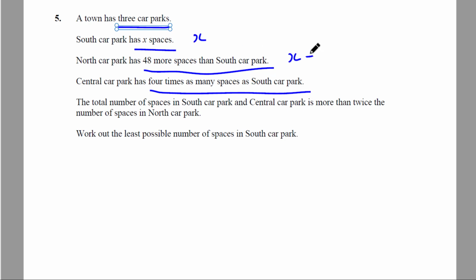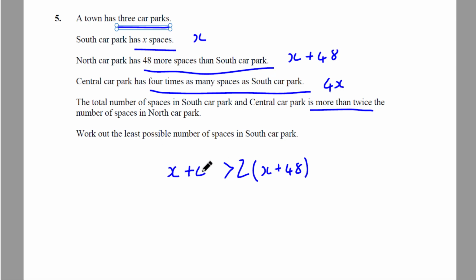That means this must be X plus 48, it's 4 more spaces, and 4 times as many as South car park is 4X. Now the total number of spaces in South car park and Central car park is more than twice the number of spaces in North car park. More than twice. So 2 times the North car park is X plus 48. And this is South and Central.